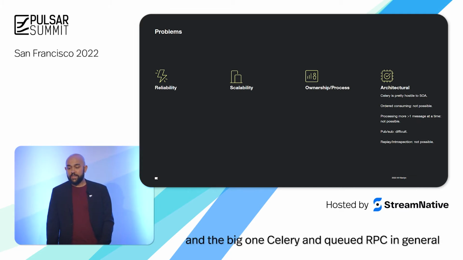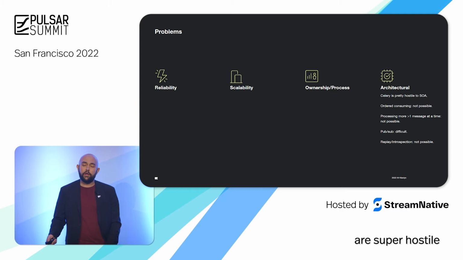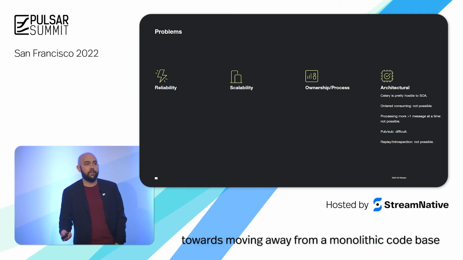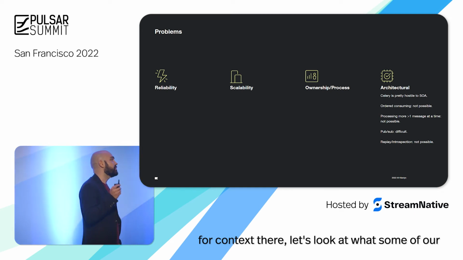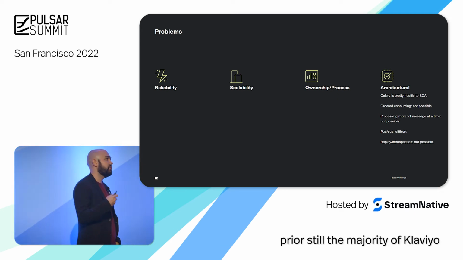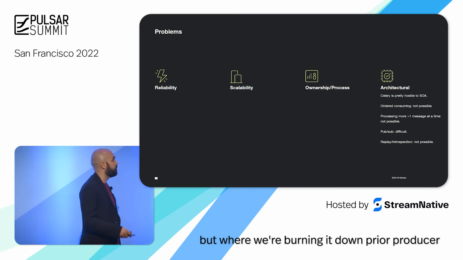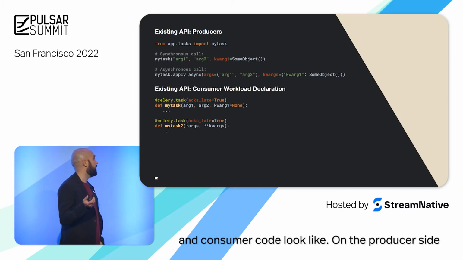And the big one, Celery and queued RPC in general are super hostile towards moving away from a monolithic code base to a service-oriented architecture. For context there, let's look at what some of our prior producer and consumer code looked like. It's still the majority of Klaviyo, but we're burning it down.